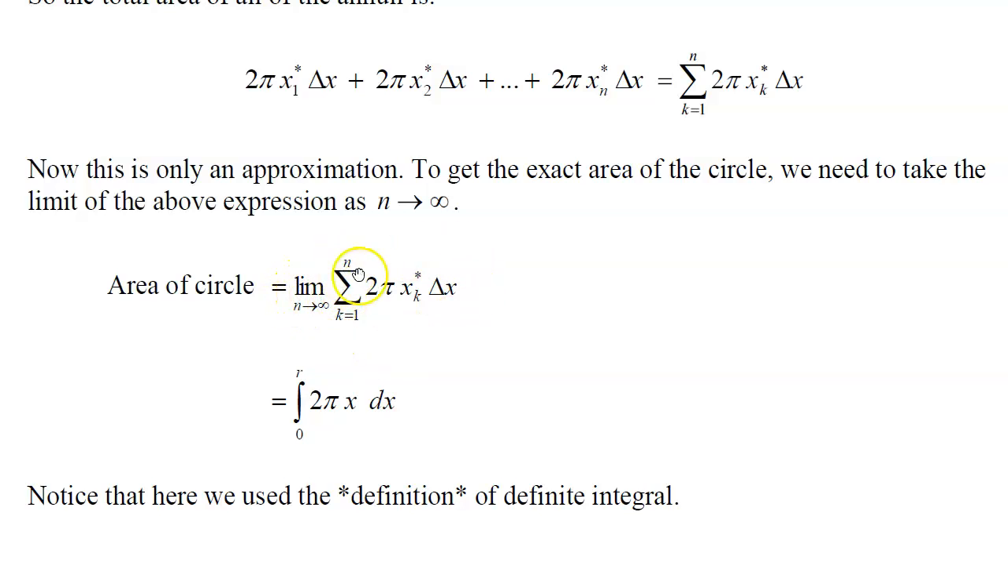But what's the limit as n goes to infinity of this? Well, this is really just the limit of a Riemann sum, so it's an integral. The limit of the sum turns into this integral symbol, and we're integrating from 0 to r. The 2 pi x k star becomes 2 pi x, and the delta x becomes dx. This is really just the definition of the definite integral. So notice we can find the area of our circle by doing this integral. Now let's actually calculate the integral.